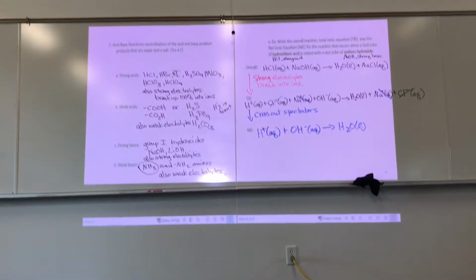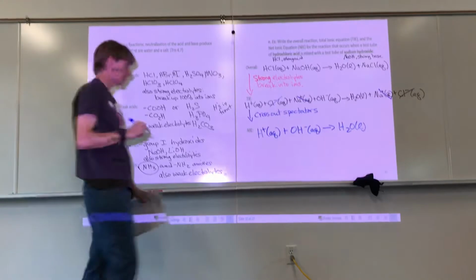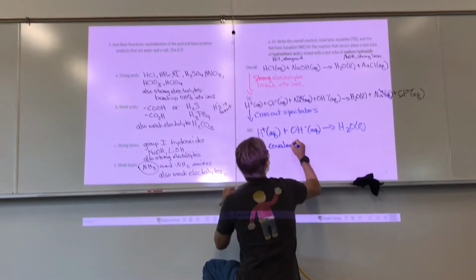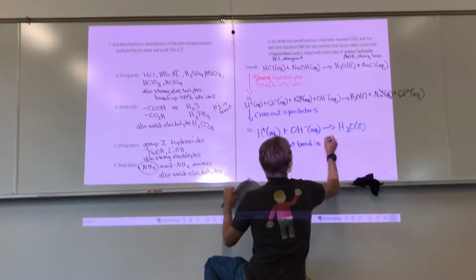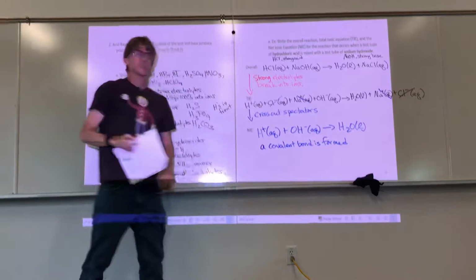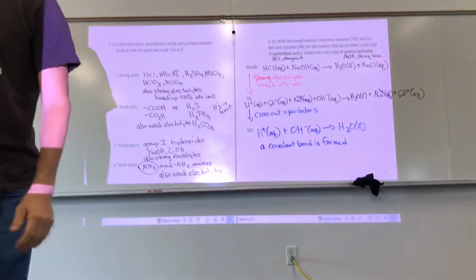What kind of bond is formed, ionic or covalent? Covalent. This time it's covalent. A covalent bond is formed. This is a chemical reaction. Good, we're in the right place. This is chemistry.